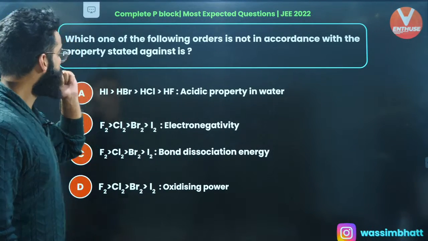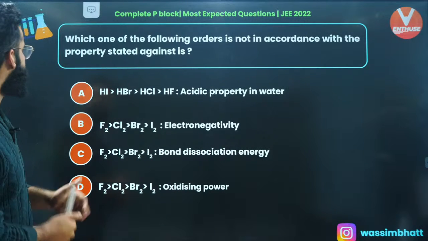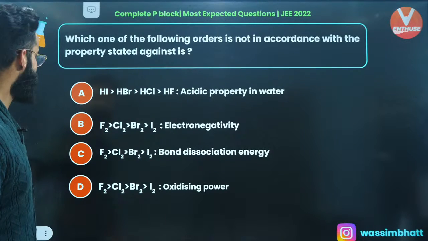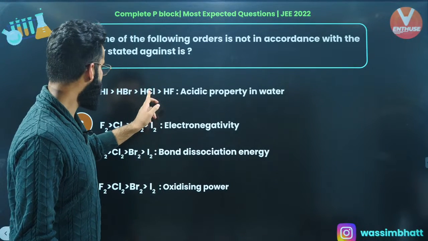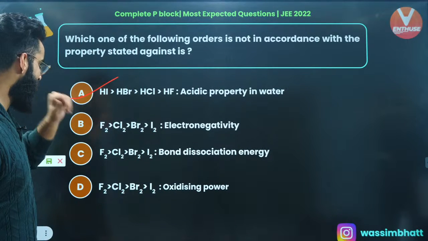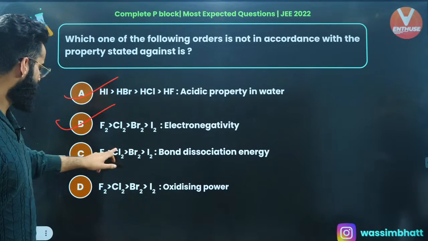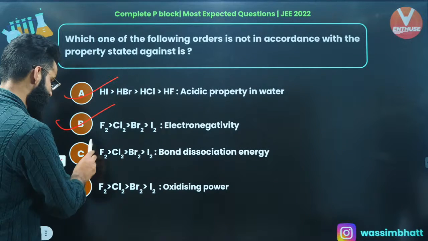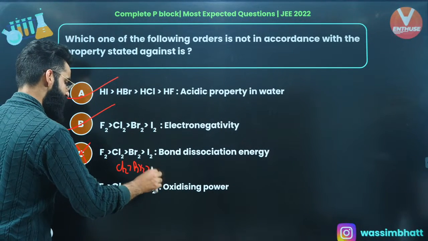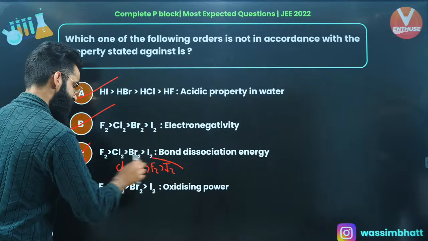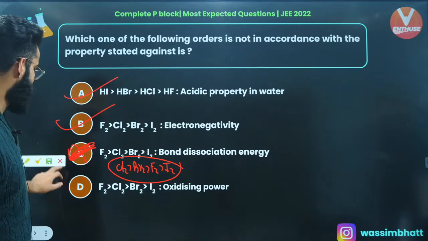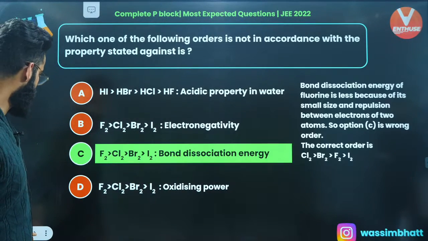Which of the following orders is not in accordance with the property stated against it? HI, HBr, HCl, HF, acid property in water, this is correct. F2, Cl2, Br2, I2, electronegativity, this is correct. F2, Cl2, Br2, I2, bond dissociation energy, this one is incorrect, right? The actual order is Cl2, then Br2, then F2, and then I2. So this one is incorrect. Option C is the correct answer to your question, right, people?